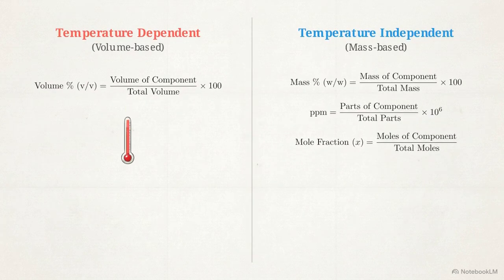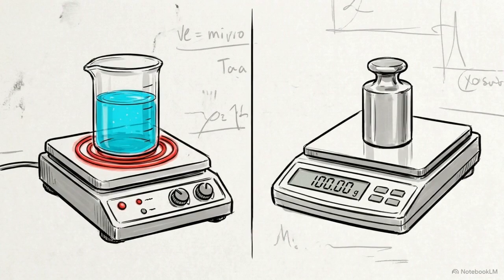Crucially, liquids expand when heated, making volume-based metrics change with temperature, while mass-based metrics remain constant. Categorizing these formulas by whether they use volume or mass allows you to answer temperature-related questions logically, without relying on rote memorization. Two primary concentration metrics look similar but operate differently.